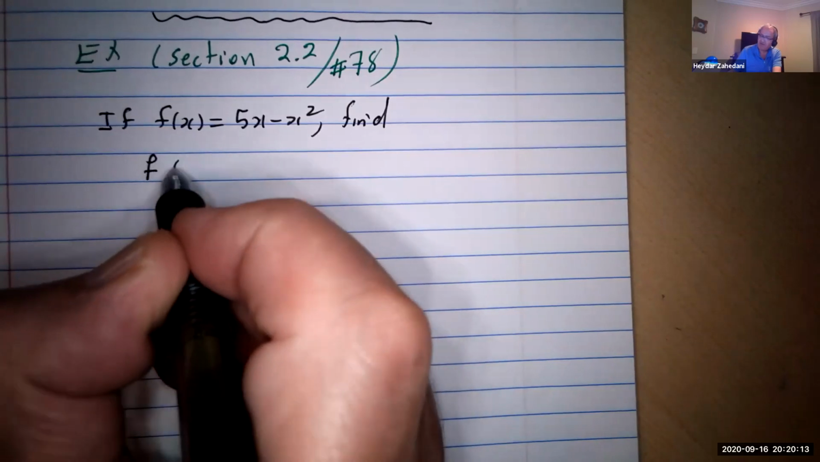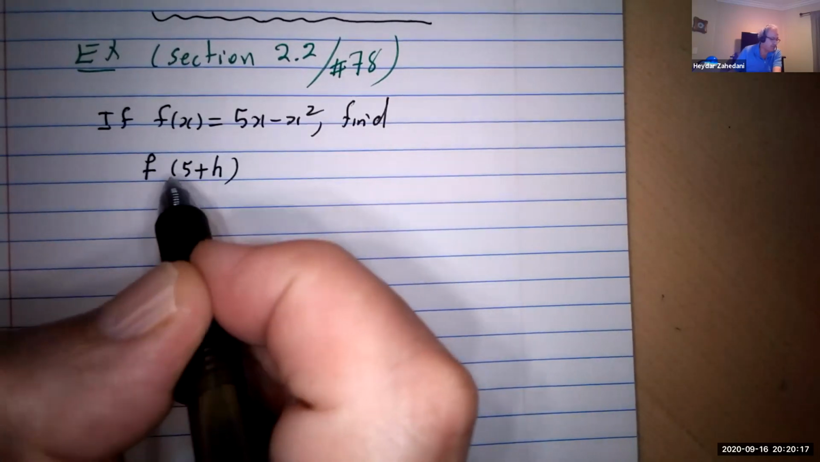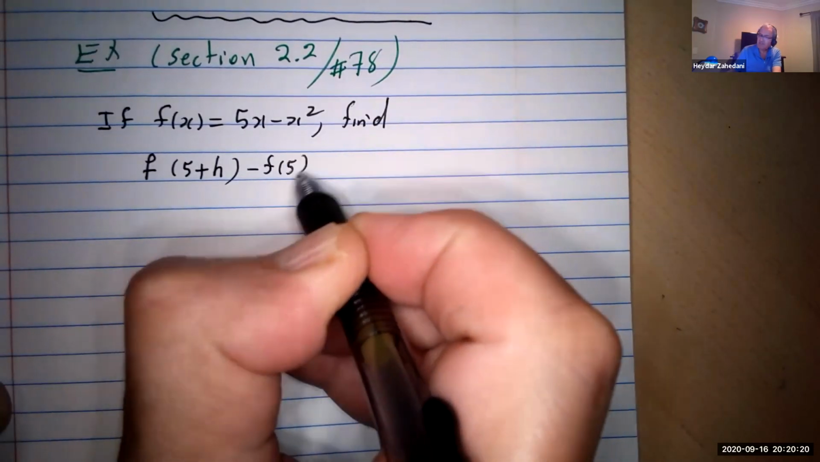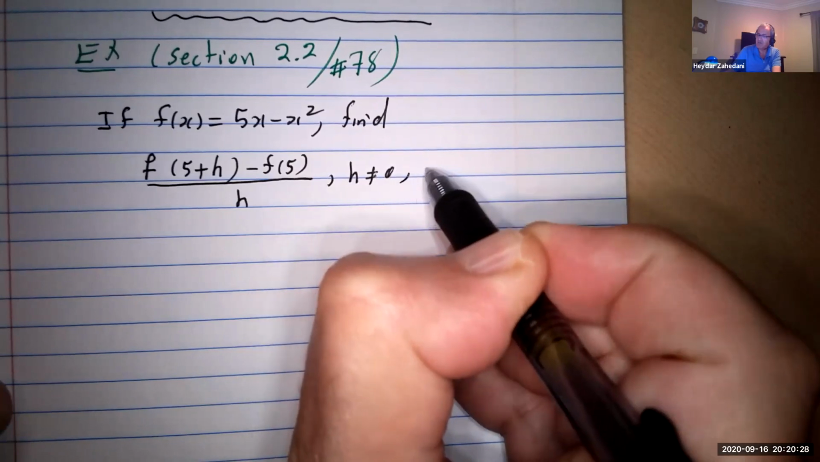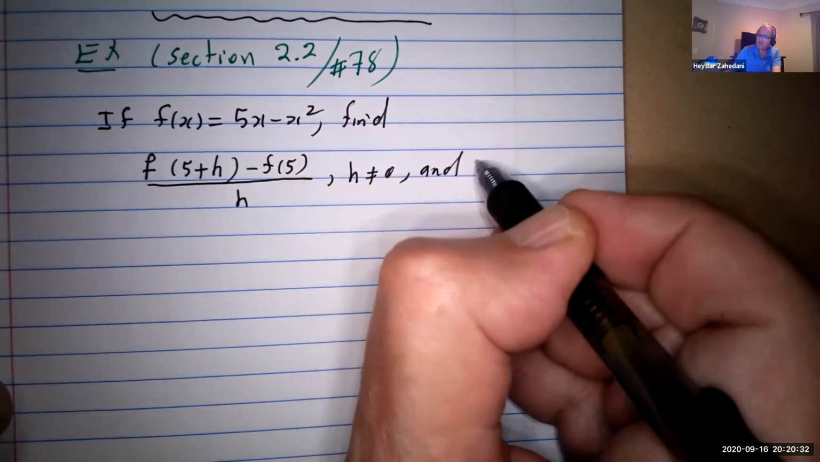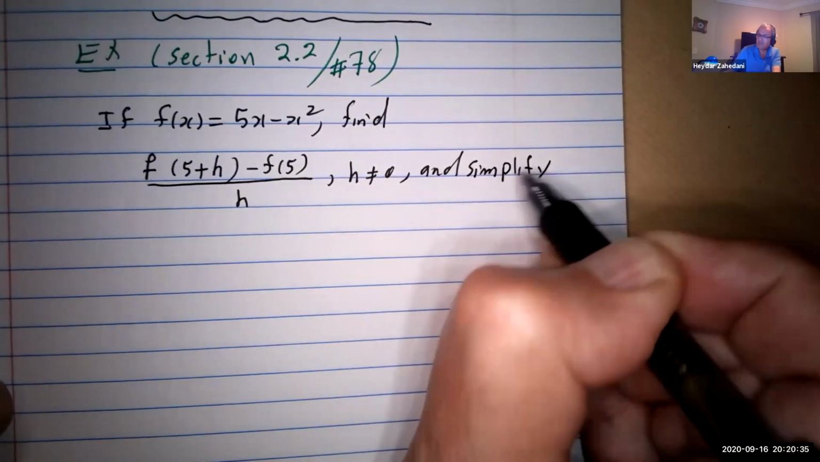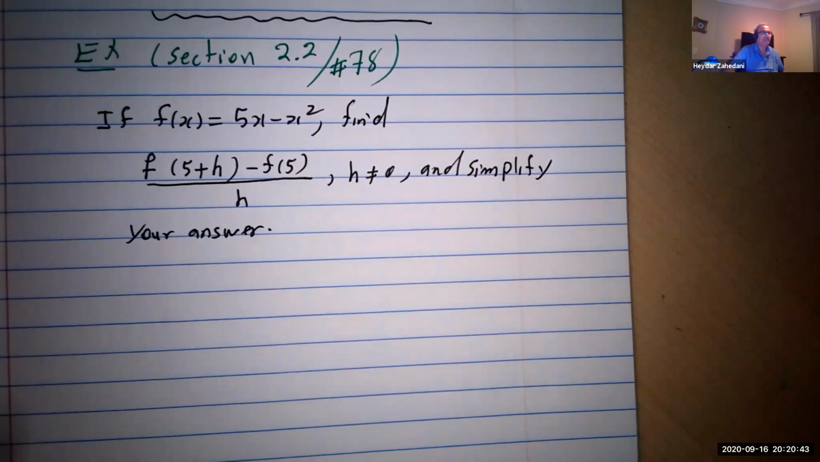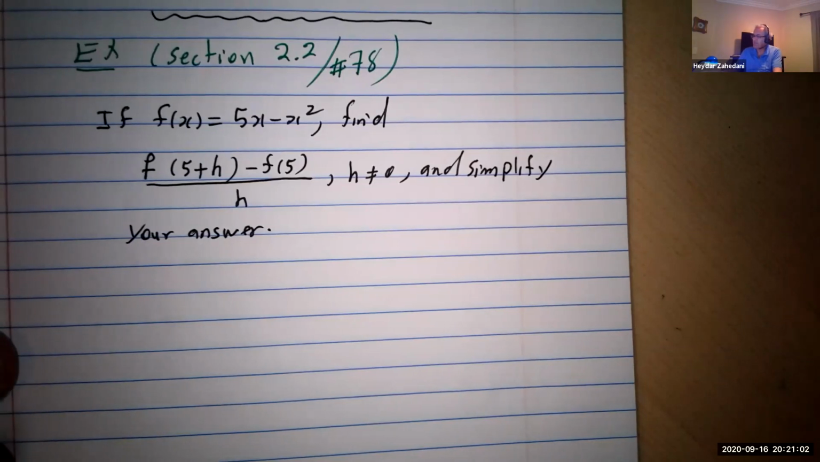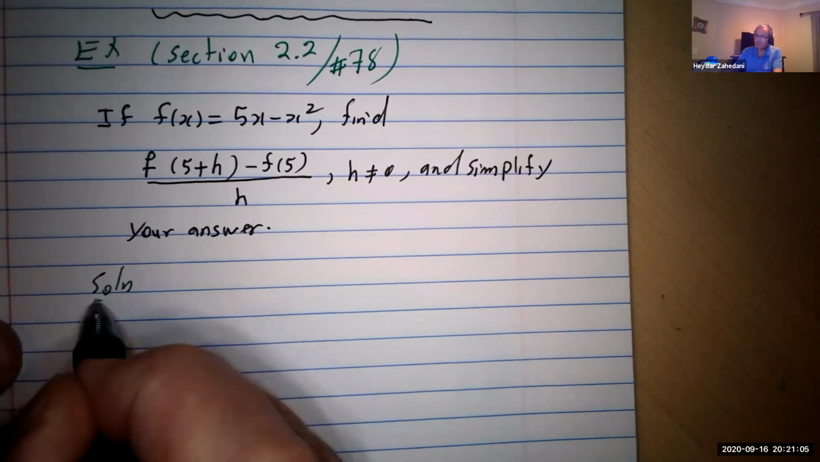They ask you for f of 5 plus h minus f of 5. It's a number, it's much easier, over h, with the condition that h is not equal to 0, and they ask you to simplify your answer. Okay, that's how we like it. It's much easier when it's a 5. Are you ready? You have to substitute, just don't put them all in the fraction form. Simplify it first as I did it, and then at the end, it's going to be an easy case. Okay, are you ready? Let's go.